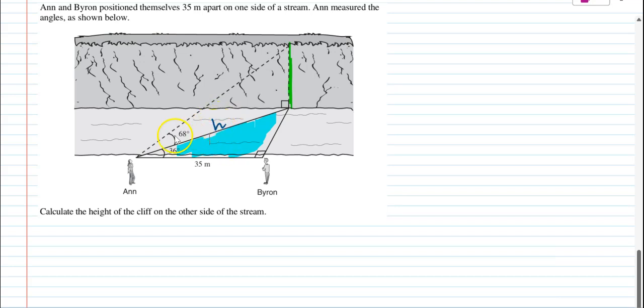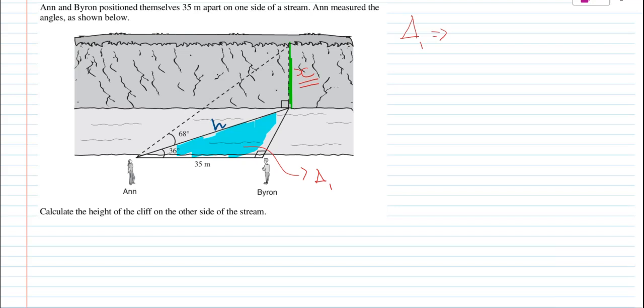Then we have two measures that we know for the right angle triangle, and then we can find the final value, which is x, which is the height. This is the final value that we want to find. Okay, let's go ahead and write up the bottom triangle. So I'm going to call this triangle 1.